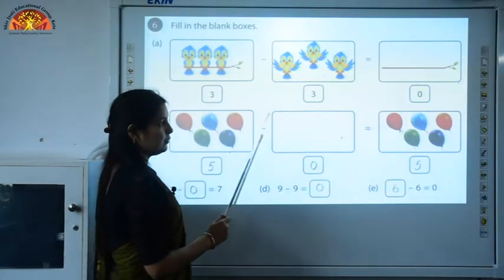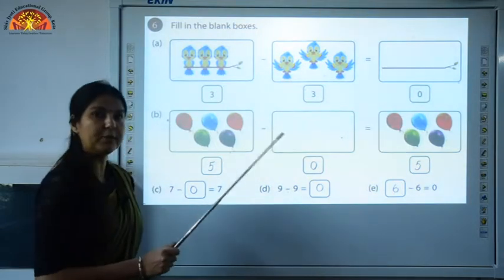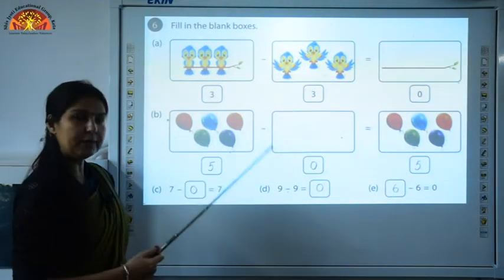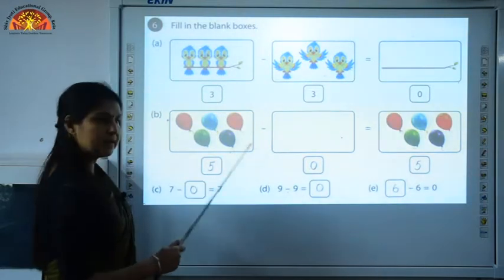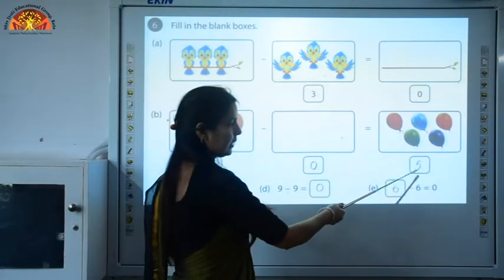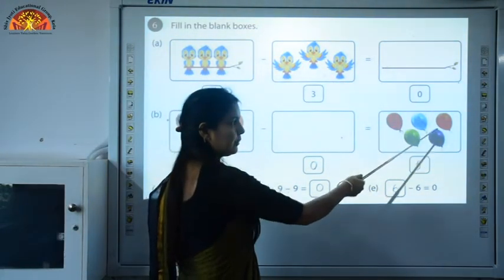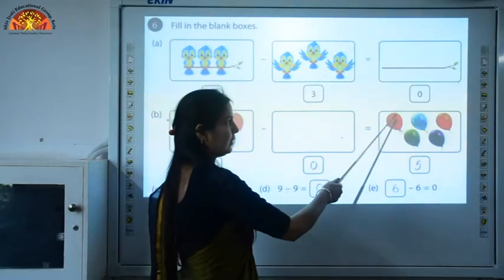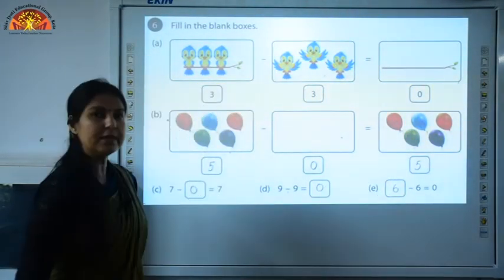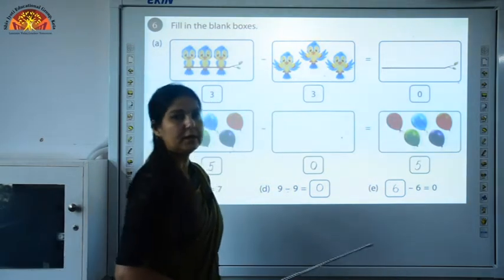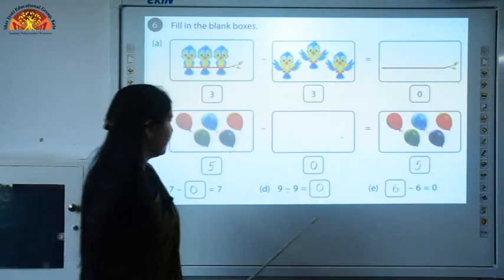Now how many balloons? When we subtract 0 from any number, the result will be the same number. So when we are subtracting 0 from 5, the result will be 5. So we will write 5 here, and you can count the balloons which are given here. These all are 5. 1, 2, 3, 4, 5. So we can say that when we subtract 0 from a number, the answer will be the same number.